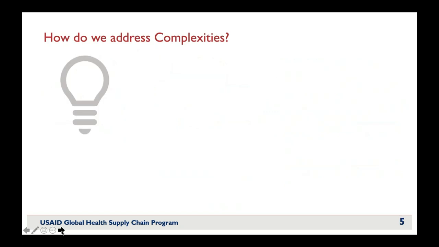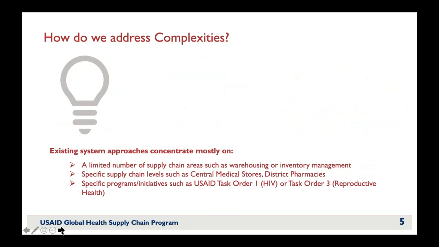So how do we address these complexities? Let's start by looking at the way we have been addressing these supply chain complexities. We looked at a couple of countries when we were developing this. Particularly, we were working with Nepal initially as this tool was evolving. Our observation was that typically, when we start addressing supply chain challenges or complexities, we start by looking at a particular area. It could be warehousing, it could be logistics, whatever you might call it.